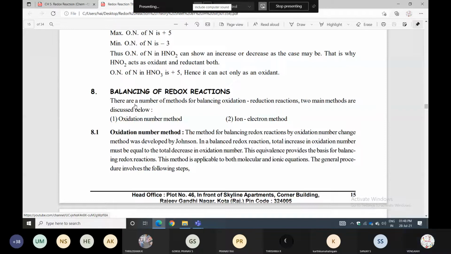One is the oxidation number method. The next one is the ion electronic method. So what is the oxidation number method? It is the method for balancing redox reactions in which the total increase in oxidation number must be equal to the total decrease in oxidation number.